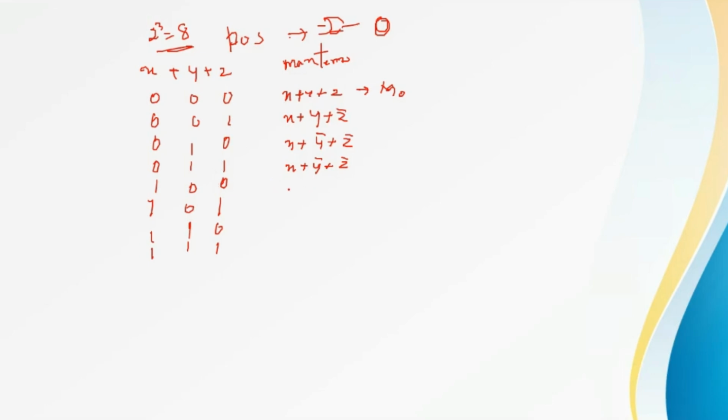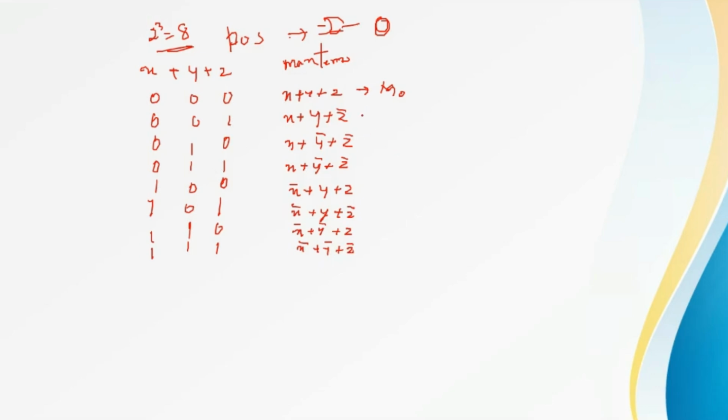Next, same for the next, x is 1, so we have to take x as x bar, plus y is 0 and z is 0, so we'll take y plus z. Next, x is 1, so we are taking x bar, plus y is 0, so we are taking y, plus z is 1, so we are taking z bar. Similarly for next, x is 1, x bar, y is 1, y bar, plus z is 0, so z. Here all are 1, right? So x bar plus y bar plus z bar.